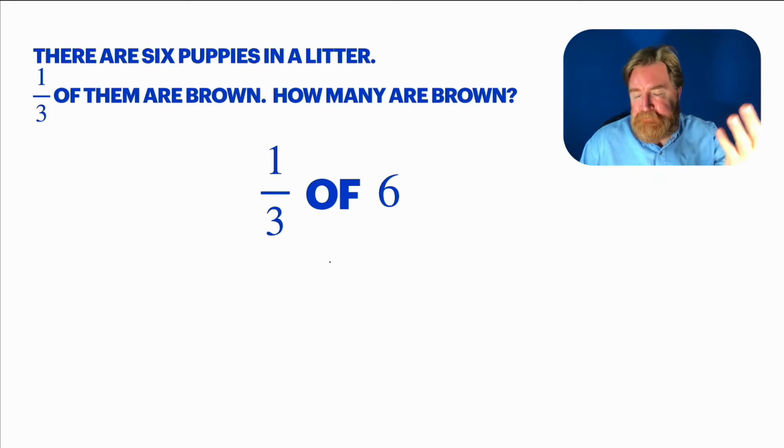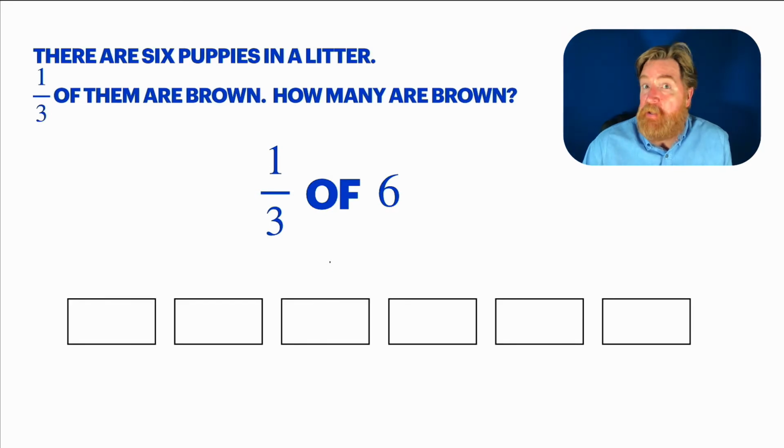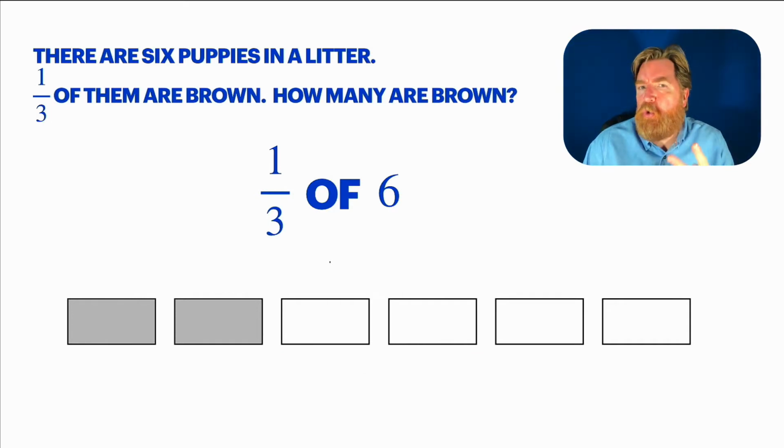Now, to make sense of it, you probably remember this, but we can use our bars to help us understand this. Fraction bars have been great so far. So let's go to them and see what they can tell us. So here are 6, one for each puppy. And we know how to do 1/3 of something, right? We break it up into 3 equal parts. I'm going to circle those here. And then we keep one of those parts, 1/3, right? So I'm going to shade in the bars in that one part. If I strip the red away, you can see we've got 2 bars shaded in. So 2 puppies are brown. So 1/3 of 6 is really 2.